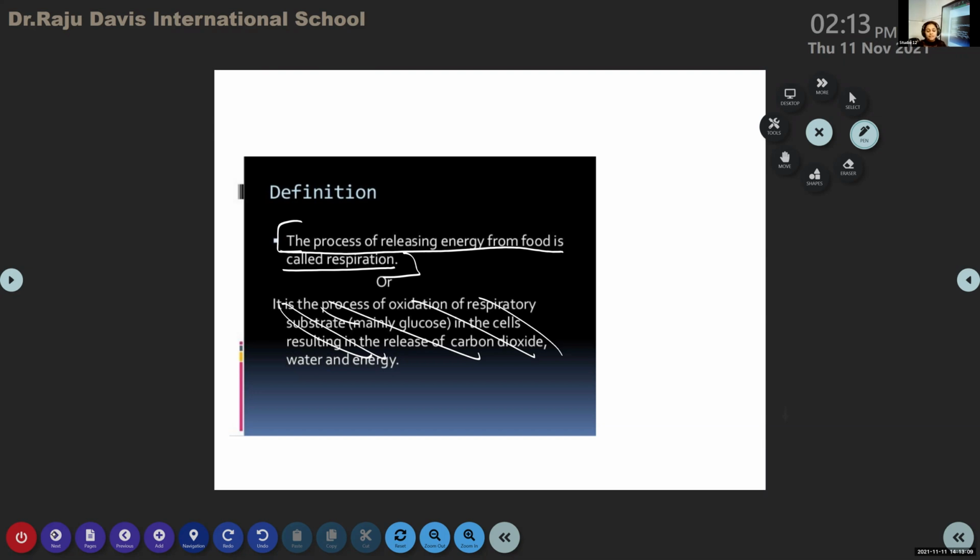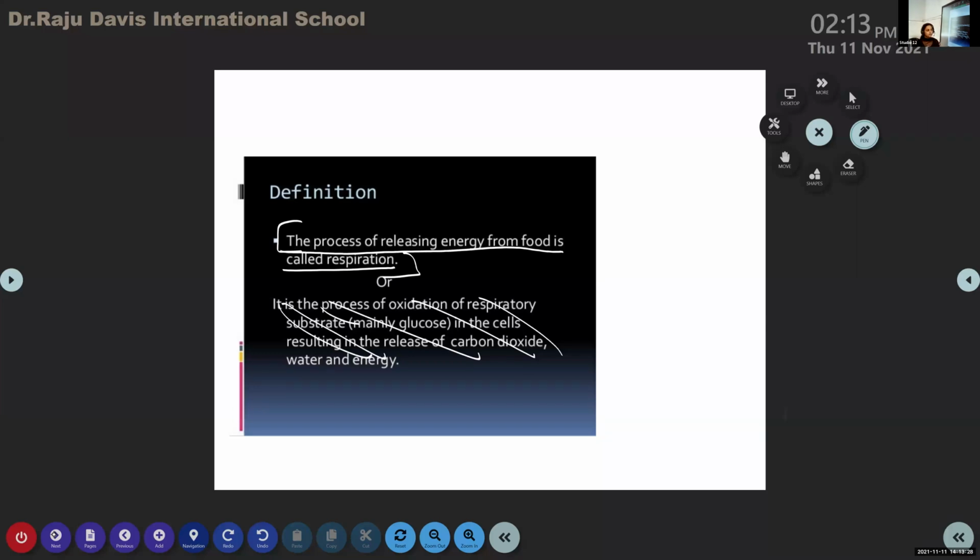And who helps in this breakdown of the food? It is the oxygen. Okay, the oxygen that is present in the air helps in the breakdown of the food. So from this definition, it is clear that the process of releasing energy from the food is known as respiration.